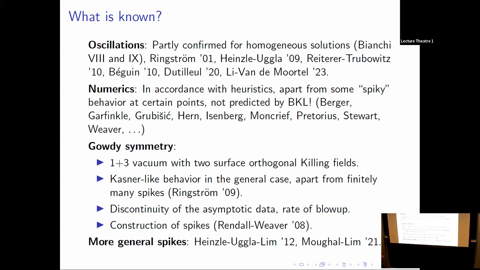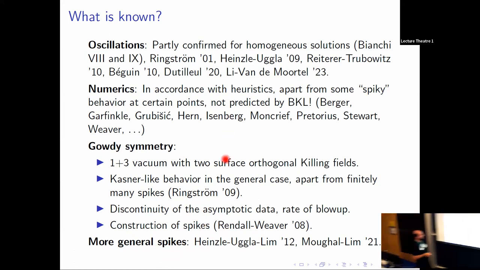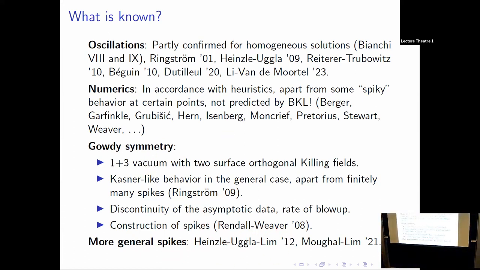Generically we have this Kasner type behavior apart from finitely many points where there could be spikes, but we don't know whether there actually are. Generically, I mean, there are solutions with spikes, and that's also a statement. There is a method of generating solutions with spikes by Rendall and Weaver in Gowdy symmetry, and these correspond to certain discontinuities in the asymptotic data, the Kasner exponents. And then there are more general spikes in U1 symmetry, not just Gowdy. So there's only one translational symmetry.